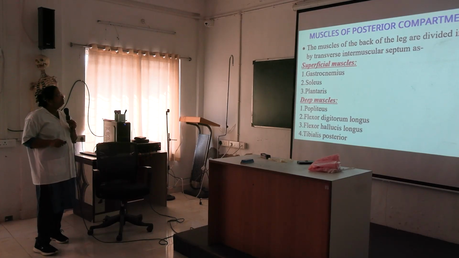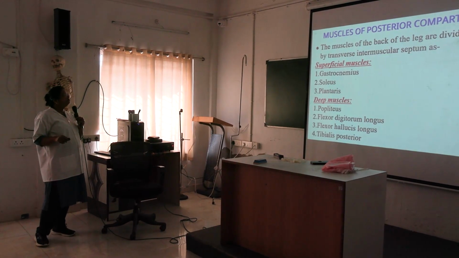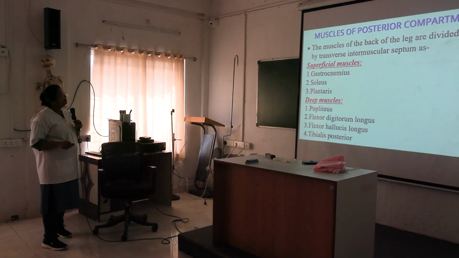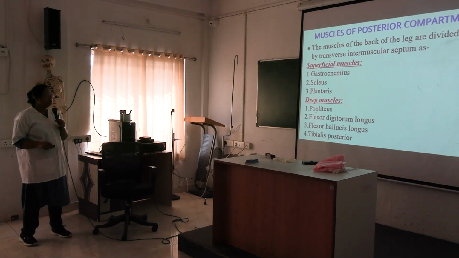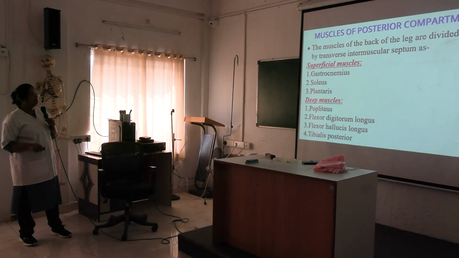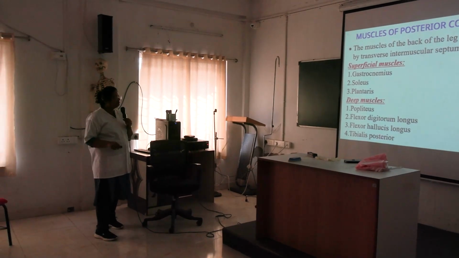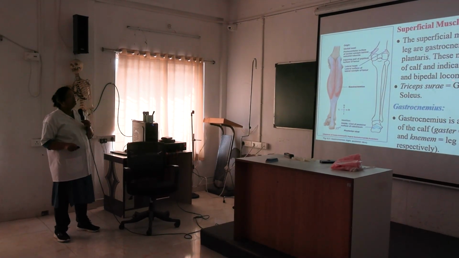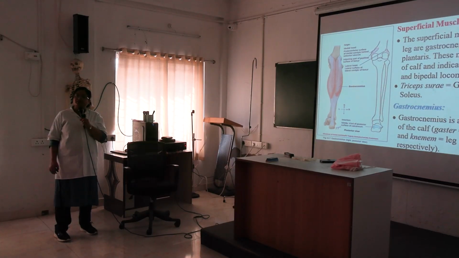Okay, so we will see these muscles of the back of the leg, divided into two groups by the transverse intermuscular septum. The superficial group contains gastrocnemius, soleus, plantaris. Deep muscles include popliteus, flexor digitorum longus, flexor hallucis longus, and tibialis posterior. These are the deep muscles. Okay, so you have to know the origin, insertion, nerve supply and action of all these muscles.